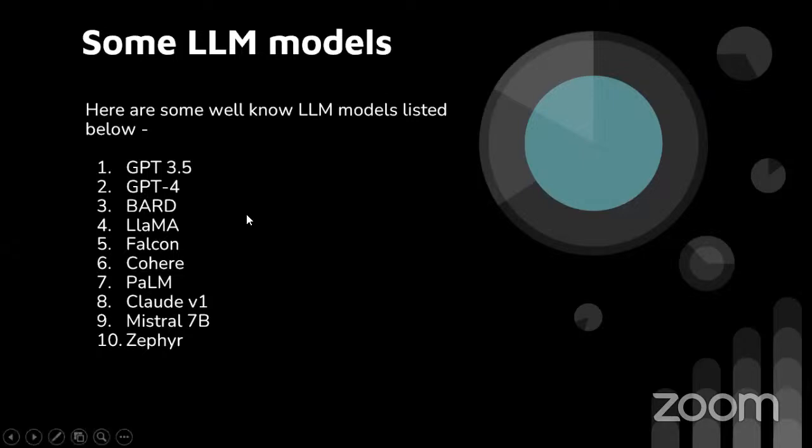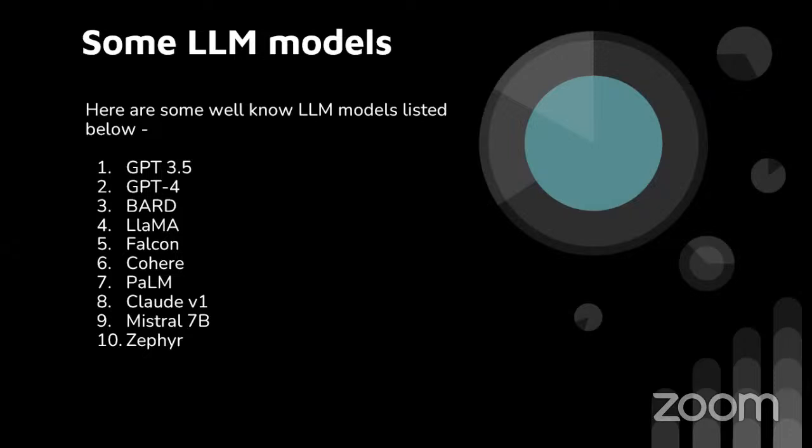Now, some very popular large language models that we know are ChatGPT 3.5 and GPT-4. Both of these, GPT-3.5 and GPT-4, are developed by the company OpenAI. GPT here stands for Generative Pre-trained Transformer. Then you also have Bard, which is Google Bard, now also called Gemini.